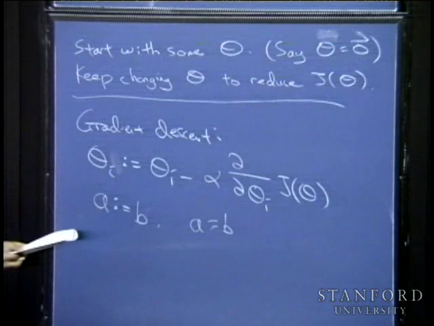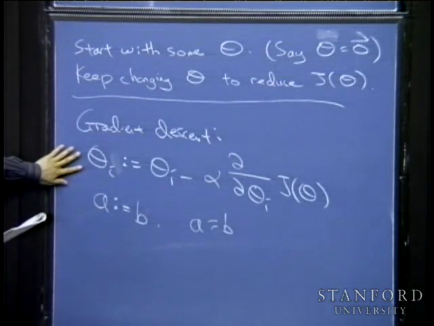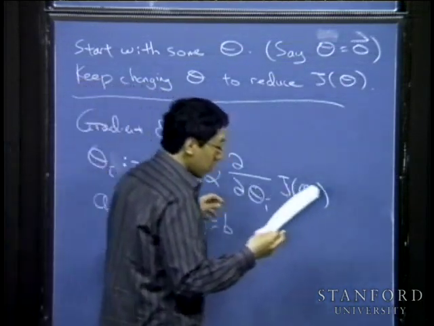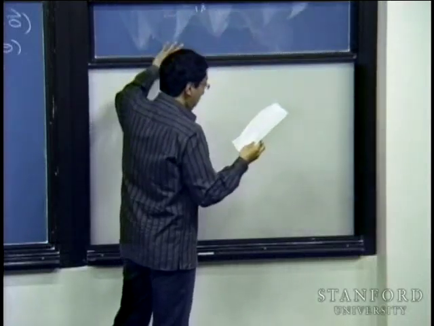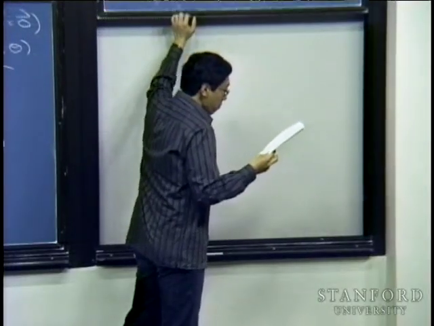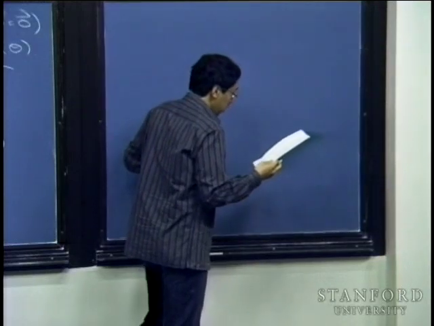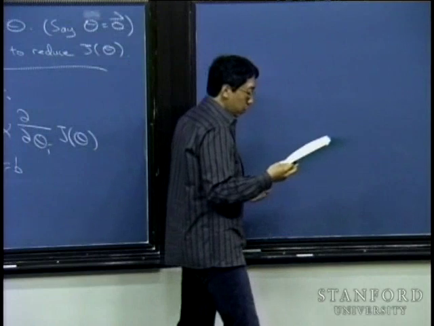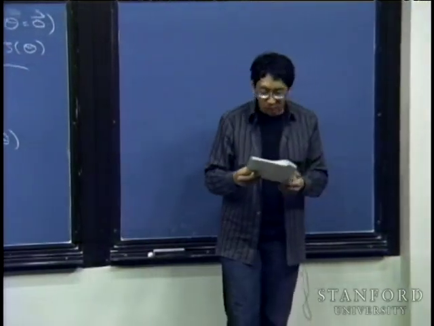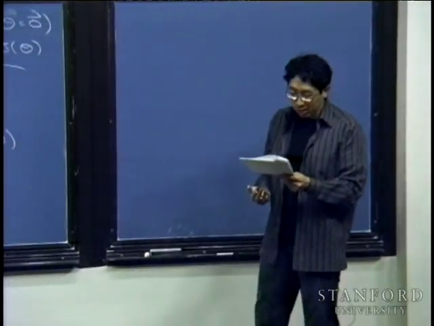So let's see. This algorithm makes sense. Actually, let's just move on. Let's go ahead and take this algorithm and apply it to our problem. To work out gradient descent, let's take gradient descent and just apply it to our problem.